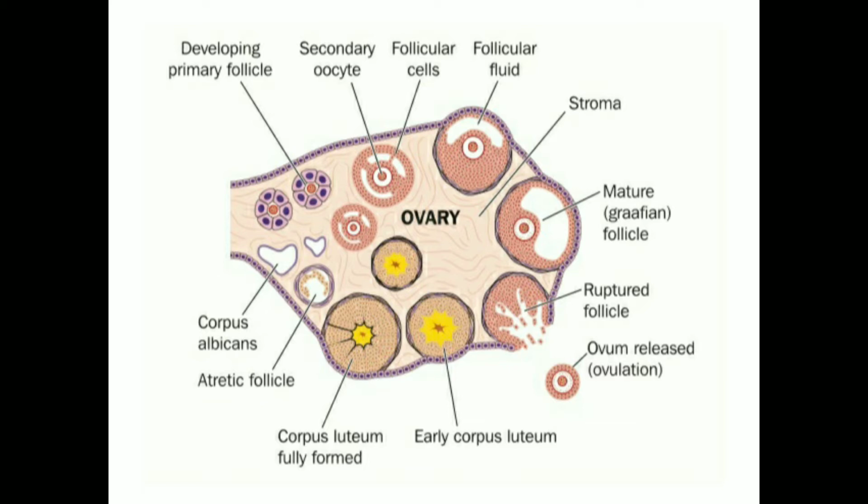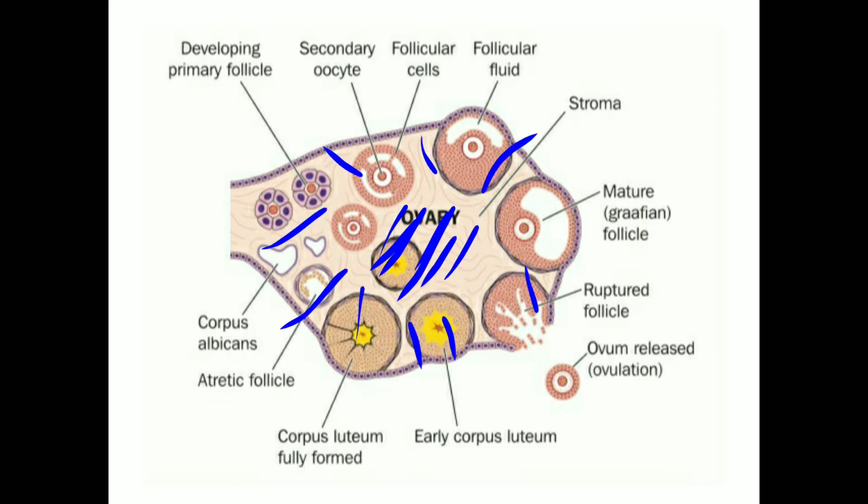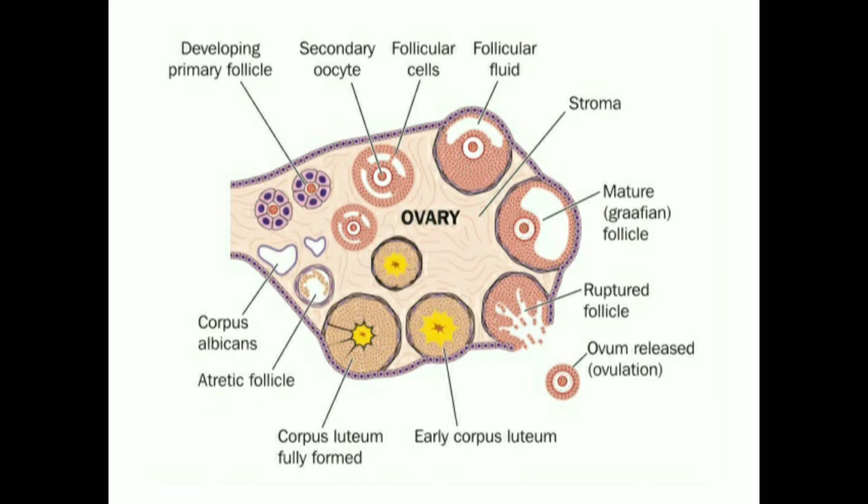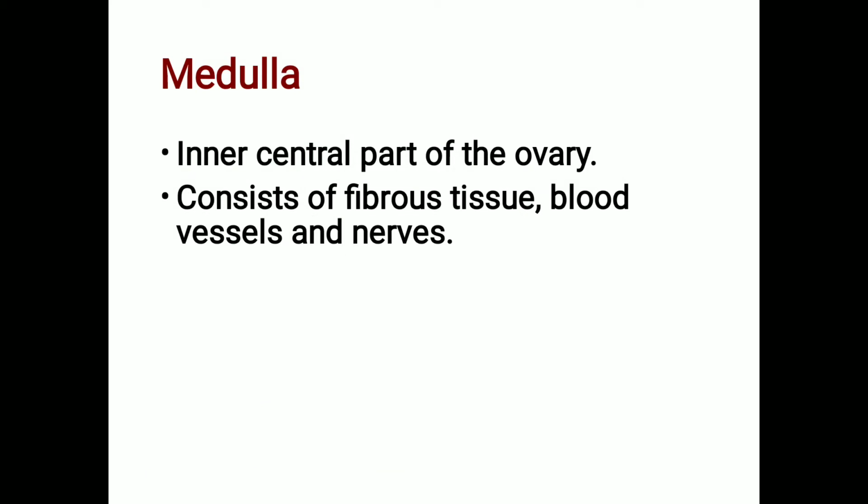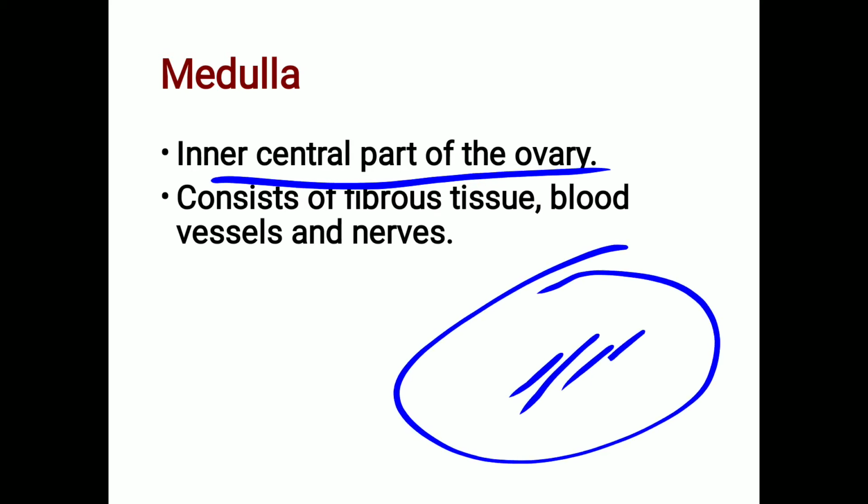So this is an ovary, and the part at the center is its medulla, and towards the periphery is the cortex. The inner central part of the ovary is the medulla, and it consists of fibrous tissue, blood vessels, and nerves.